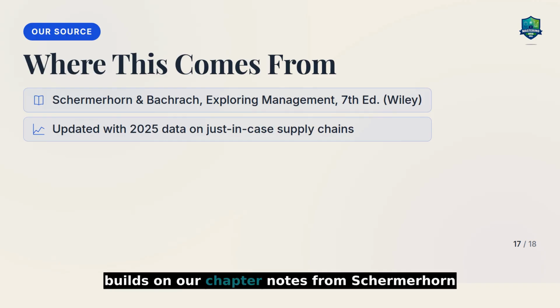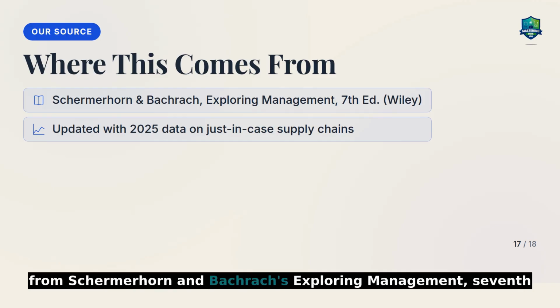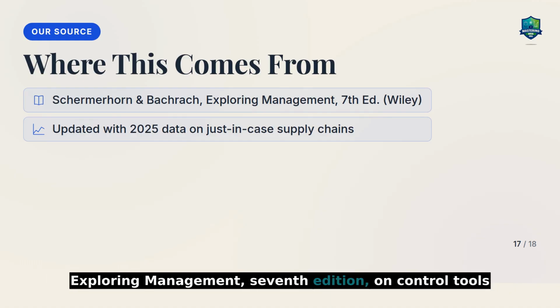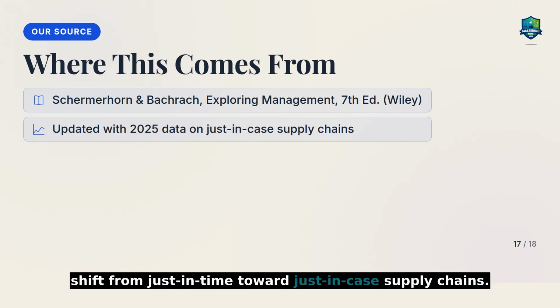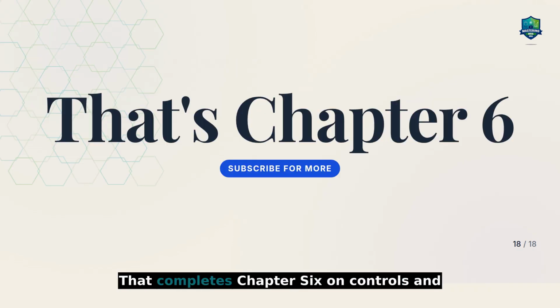This builds on our chapter notes from Schermerhorn and Bachrach's Exploring Management, 7th edition, on control tools and techniques, updated with 2025 data on the industry-wide shift from just-in-time toward just-in-case supply chains. That completes Chapter 6 on controls and control systems. You now have the full picture, the control process, the types of control, and the tools that make it work.